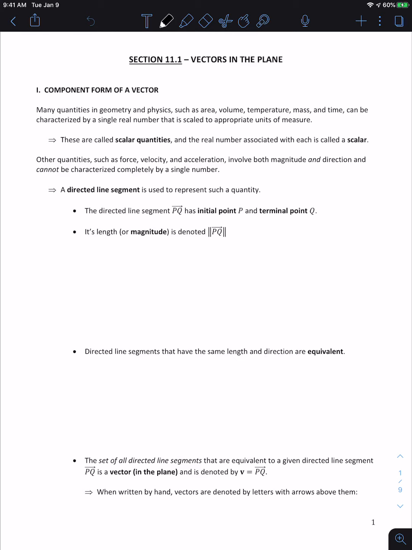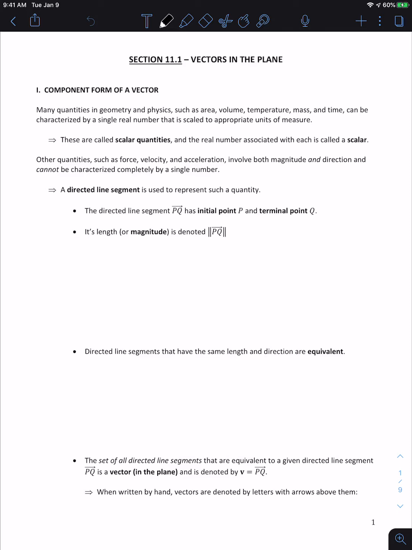Hello everyone, in this video we're going to be looking at section 11.1, which is vectors in the plane. So we're switching gears here, moving away from polar coordinates and going back to rectangular coordinates. Okay, so subsection 1 here, component form of a vector.